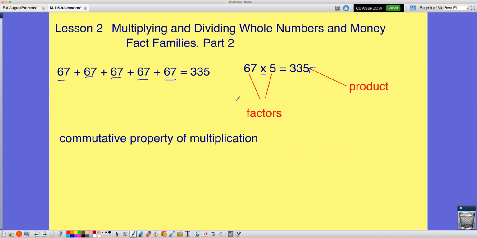In the commutative property of multiplication, you would know that that applies in addition, but it means that any order of those factors will work. So I could say that 67 being second instead of first will still result in 335 as the answer, or the product of that multiplication problem. So the commutative property of multiplication is that you can switch those around. It can be 67 times 5 equaling 335, or the other direction.